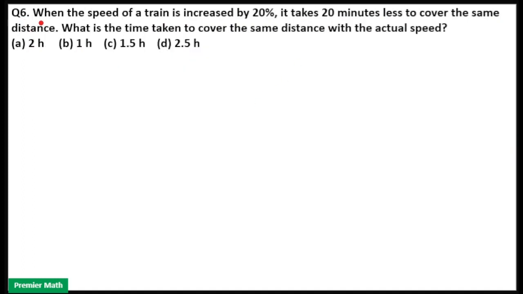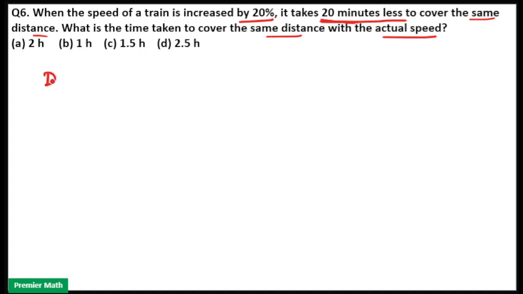Next is question number 6. When the speed of a train is increased by 20%, it takes 20 minutes less to cover the same distance. What is the time taken to cover the same distance with the actual speed?